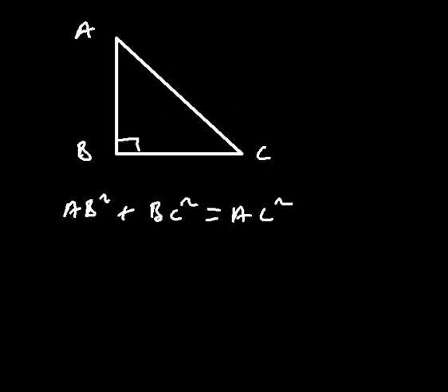So in all cases, the summation of the squares of the two sides of the right angle triangle is the same as the square of the hypotenuse. So this is what we call the Pythagoras theorem. You just have to keep that in mind.